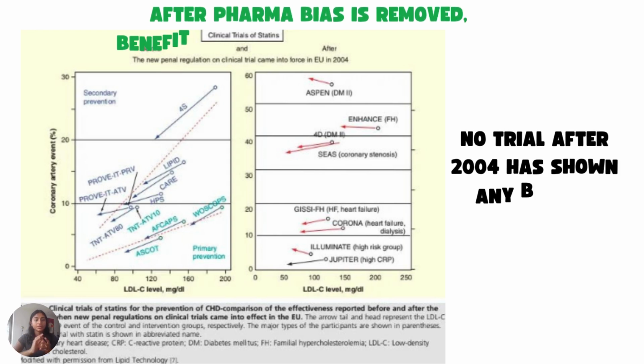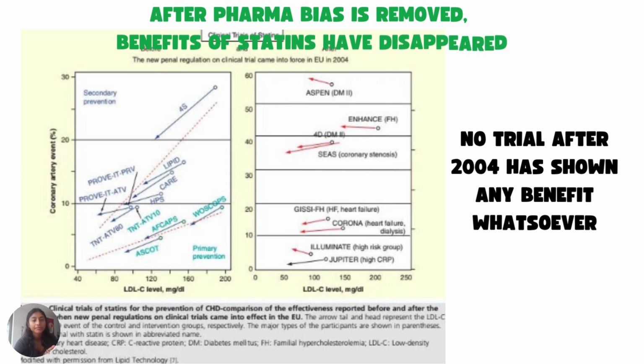Now, this is really interesting as well. I'll link all the papers down below. In 2004, there was a law in the EU in order to make trials more transparent. Before 2004, all the trials, the pharma could do whatever they want. They could literally make up the data, and we would have no idea whatsoever.